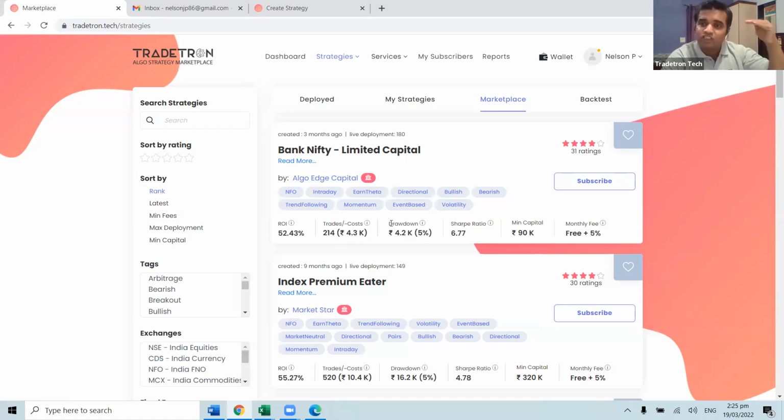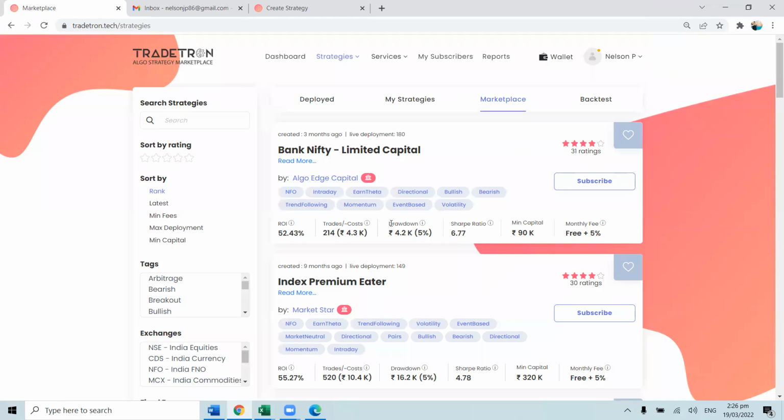From the highest peak profit point since the beginning of the strategy, how much has the strategy lost from that highest peak point? That is your drawdown. Okay, I hope that is clear. Any doubt over here? So that is Sharpe ratio. Yeah, Sharpe ratio. Actually, please go ahead.